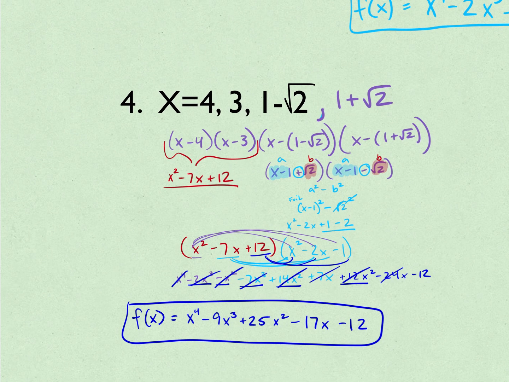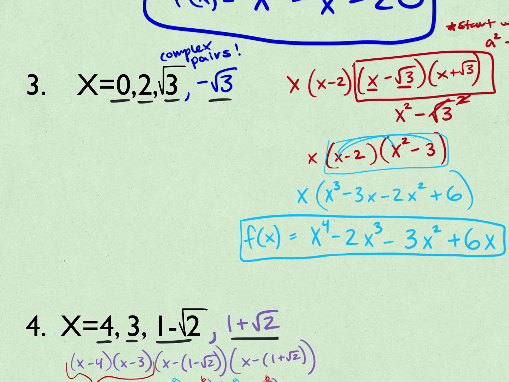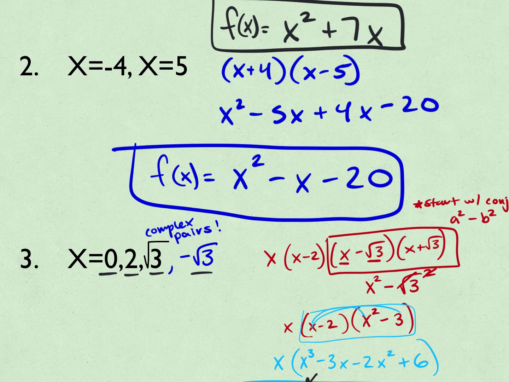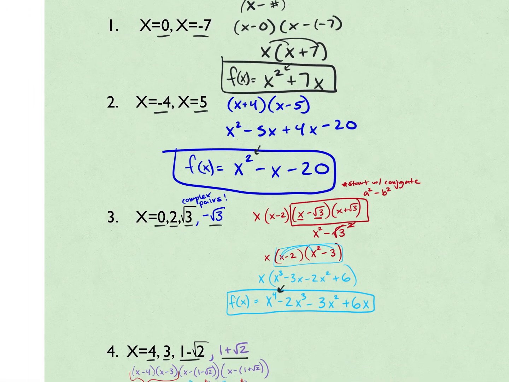We started off with, how many zeros did we have here? How many solutions? We started with 4, 1, 2, 3, 4. And then when we multiplied it out, our polynomial was x to the 4th power. Same with number 3, we had 4 zeros here, 4 solutions. So when we multiplied it out, we ended up with x to the 4th power. This is just one way that you can check your work. Here I had 2 solutions, x to the 2nd power. Same thing with 1. We had 2 solutions, so x to the 2nd power. So it's one way that you can check your work.